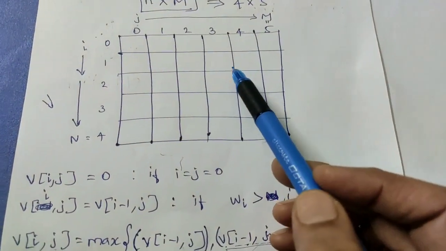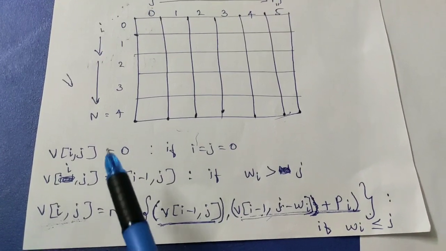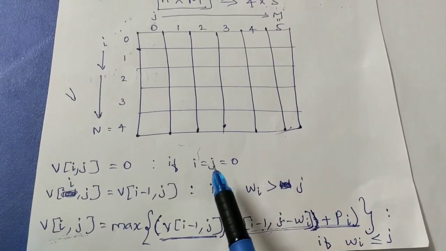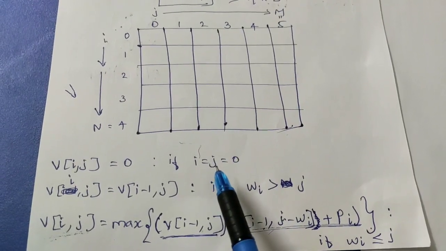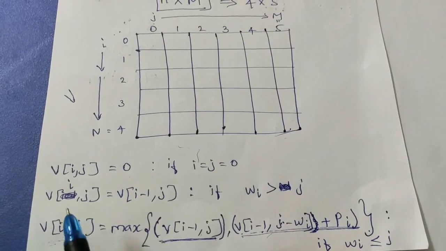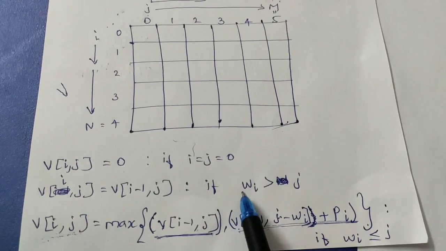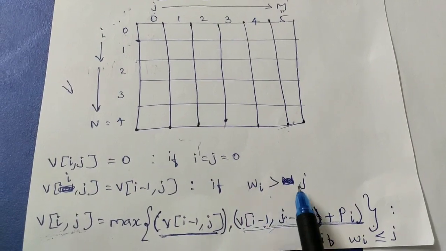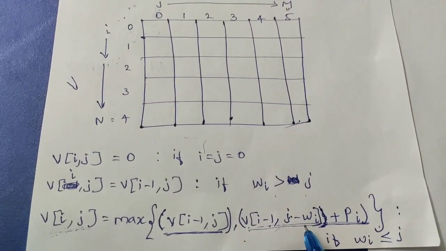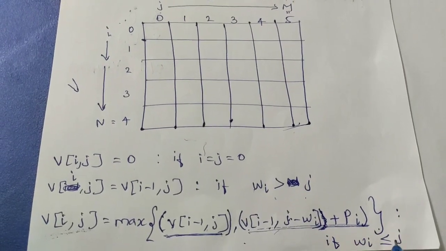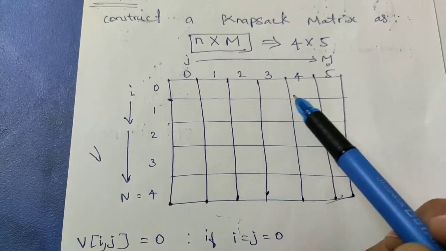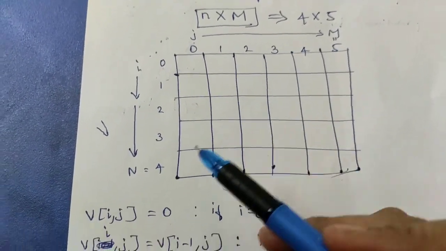So to fill this knapsack, we are going to use these 3 formulas. The first formula should be used if row value is 0 or if column value is 0. We will initialize all the locations to 0. Second formula should be used if the weight of the item is greater than the current knapsack capacity. Third formula should be used if the weight of the item is less than or equal to the current knapsack capacity. Let us start filling this knapsack matrix.